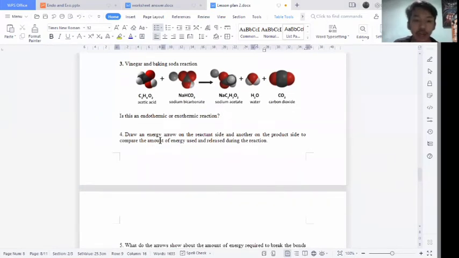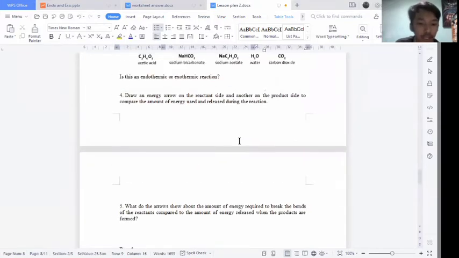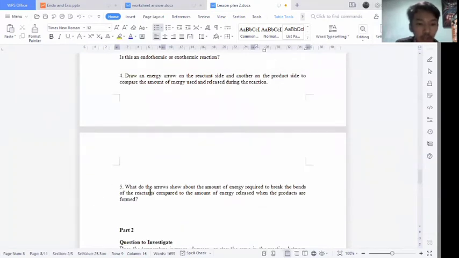After that, draw an energy arrow on the reactant side, and another on the product side, to compare the amount of energy used and released during the reaction. And the last one is: what do the arrows show about the amount of energy required to break the bonds of the reactants compared to the amount of energy released when the products are formed? You can explain about this energy arrow.